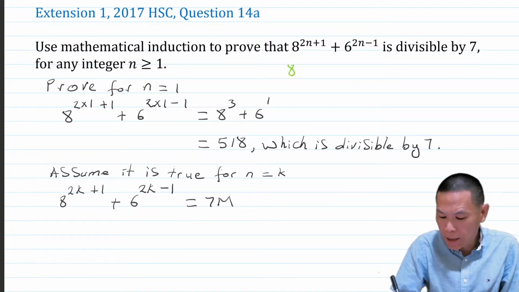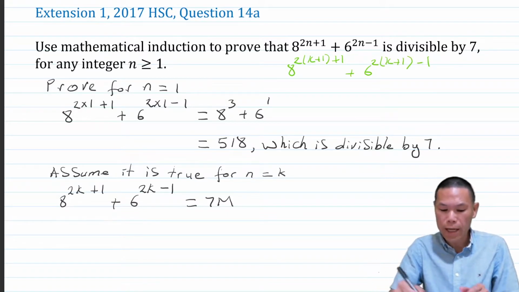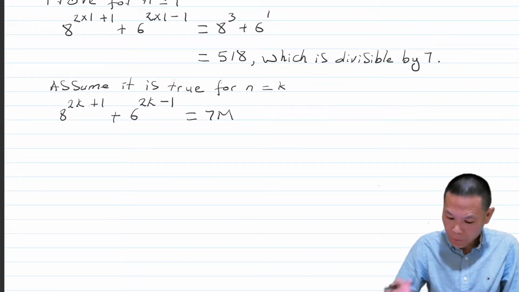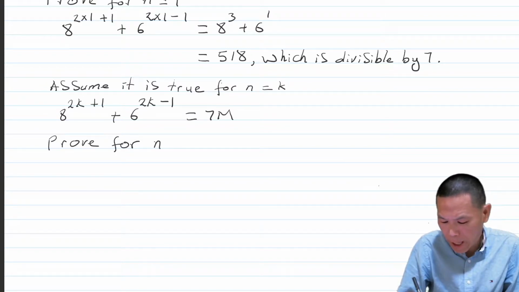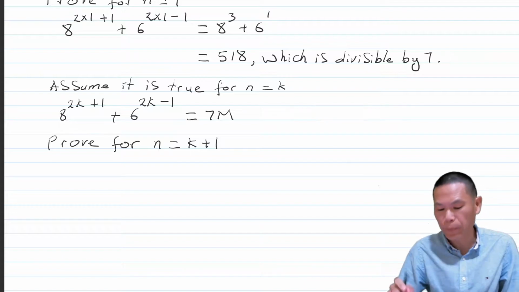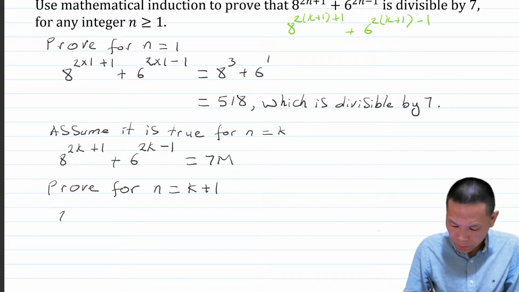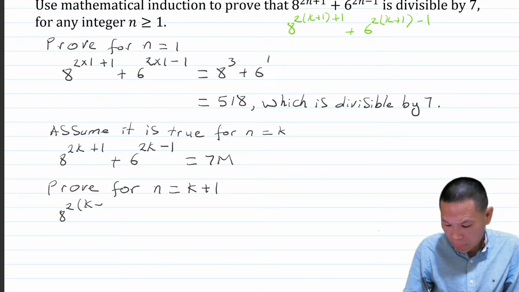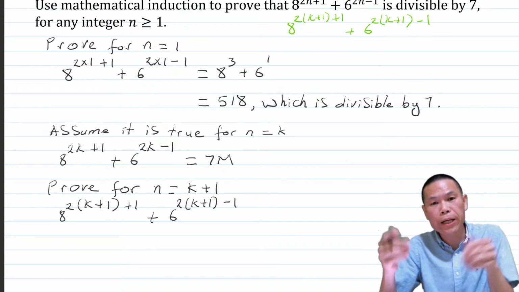So it's 8^(2(k+1)+1) plus 6^(2(k+1)-1). That's what I meant, okay? So I just write it down here. Proof for n equal k plus 1. So now we just replace n with k plus 1. So that is 2 times k plus 1. So what I do now is I just remove the bracket, okay?